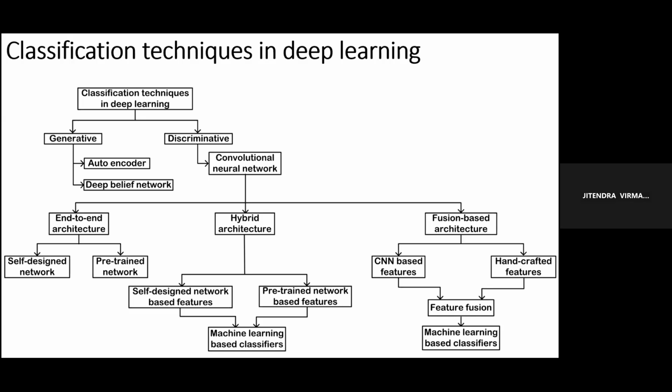One is generative and the other is discriminative. The discriminative part is widely implemented. The most common of them is the convolutional neural network. And this convolutional neural network can be implemented by three types of methods. One is end-to-end architecture, the other is hybrid architecture, and the third is fusion-based architecture.